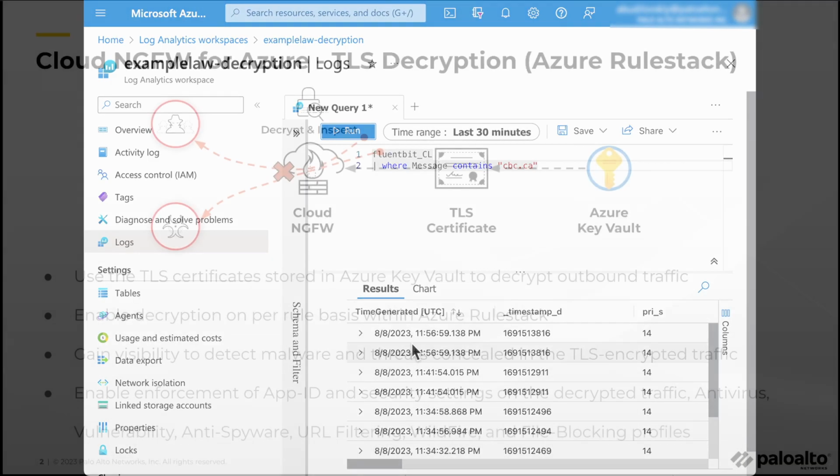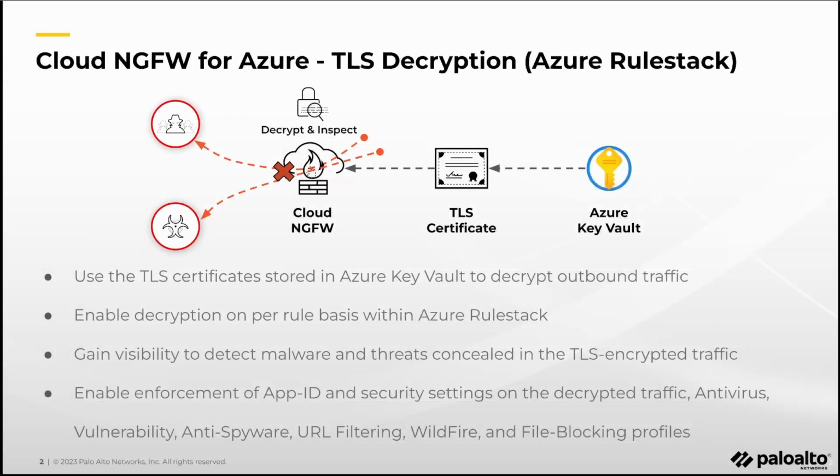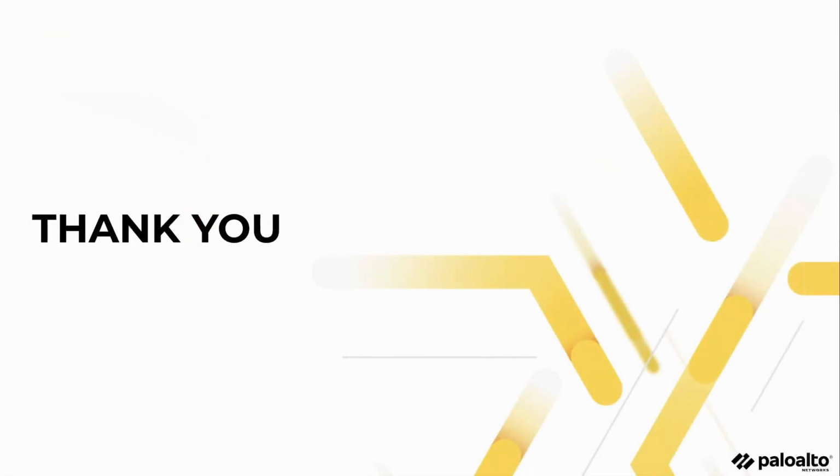As you could see in this video, configuring TLS decryption for the Cloud NGFW is easy and can be done right in the Azure portal. Cloud NGFW is able to fetch and use the TLS certificates stored in Azure Key Vault. This configuration applies to Cloud NGFW that is using Azure Rule Stack for its security policy management.